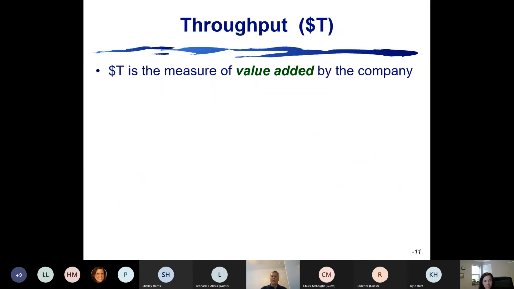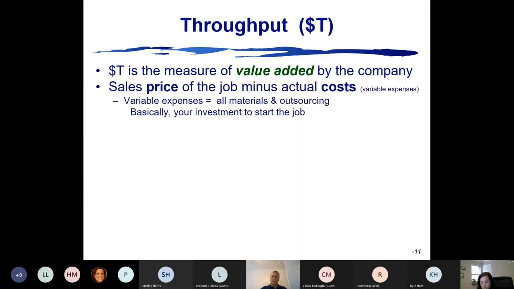Throughput. Throughput is the measure of value added. It is the sales price of the job minus your actual cost for doing that job, like all the materials that you must buy, and perhaps some outsourcing if you outsource some fabrication. It's your investment to do the job.